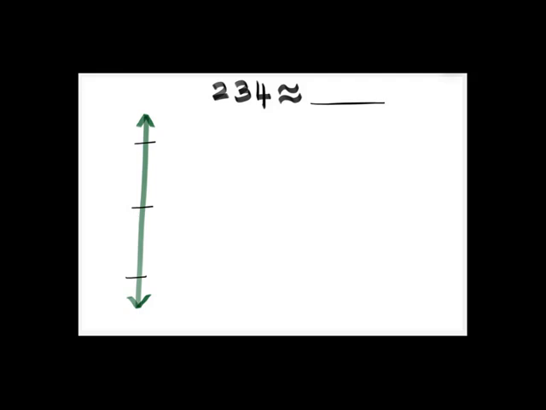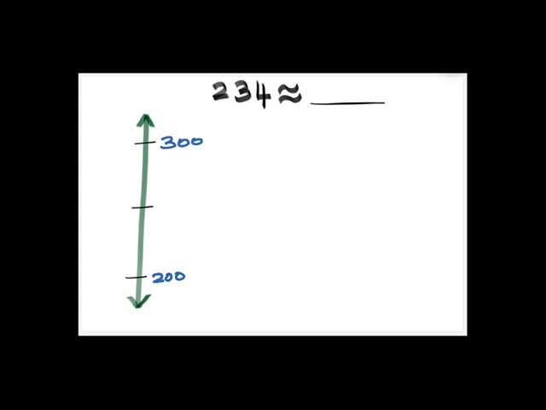Okay, so in this video you will learn how to round the number 234 to the nearest hundred. We need a vertical number line to model our thinking, the green vertical number line you can see on the left. Next we have to mark the end points. Let the end point on the bottom be 200 and the one on the top be the next 100, which is 300.